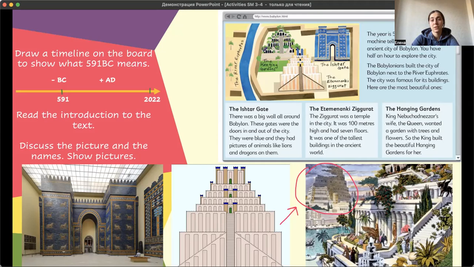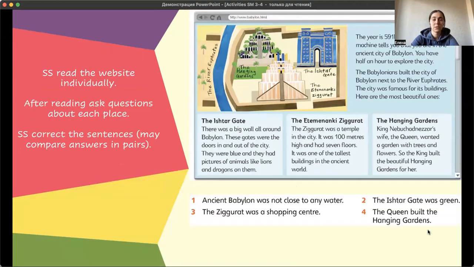And after this discussion, they, I think, can go to these sentences and correct them. So I think in this way, it's not so difficult, not so challenging, if you discuss first, you have pictures and so on. Natasha, you did it?